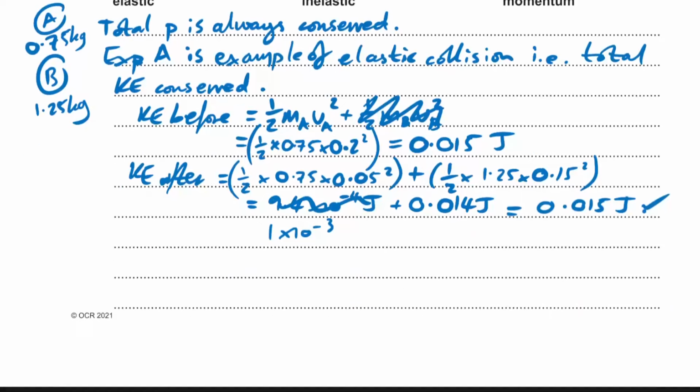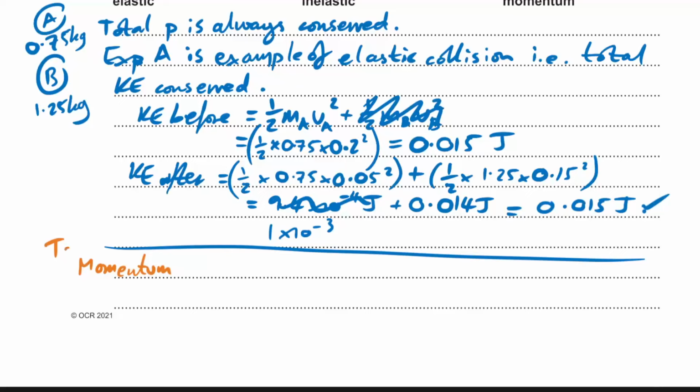Guess we need to do the same then for experiment B. Gosh, this is going to take an age, isn't it? They're going to want us to do momentum as well, aren't they? Fine, let's do momentum. Total P before equals mv. So that is 0.75 times 0.2. And that gives us 0.15 kilogram meters per second.